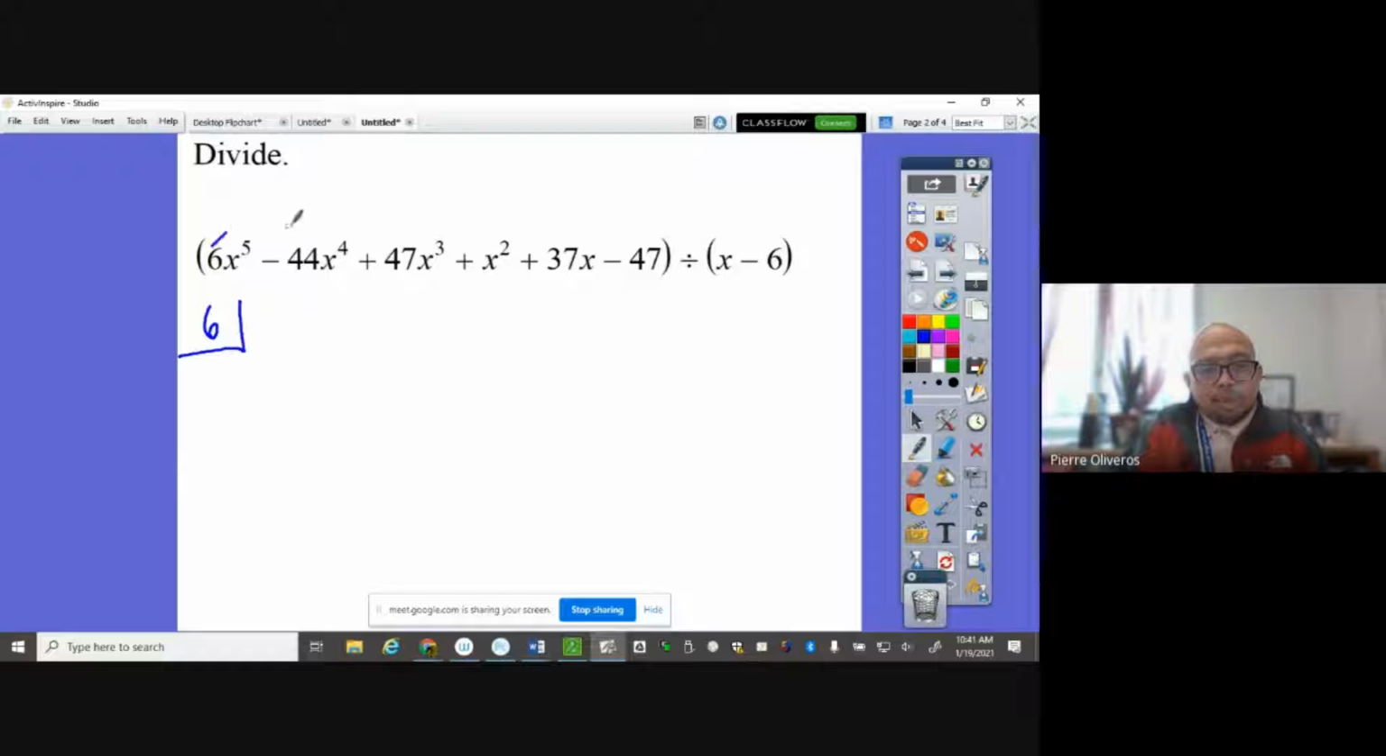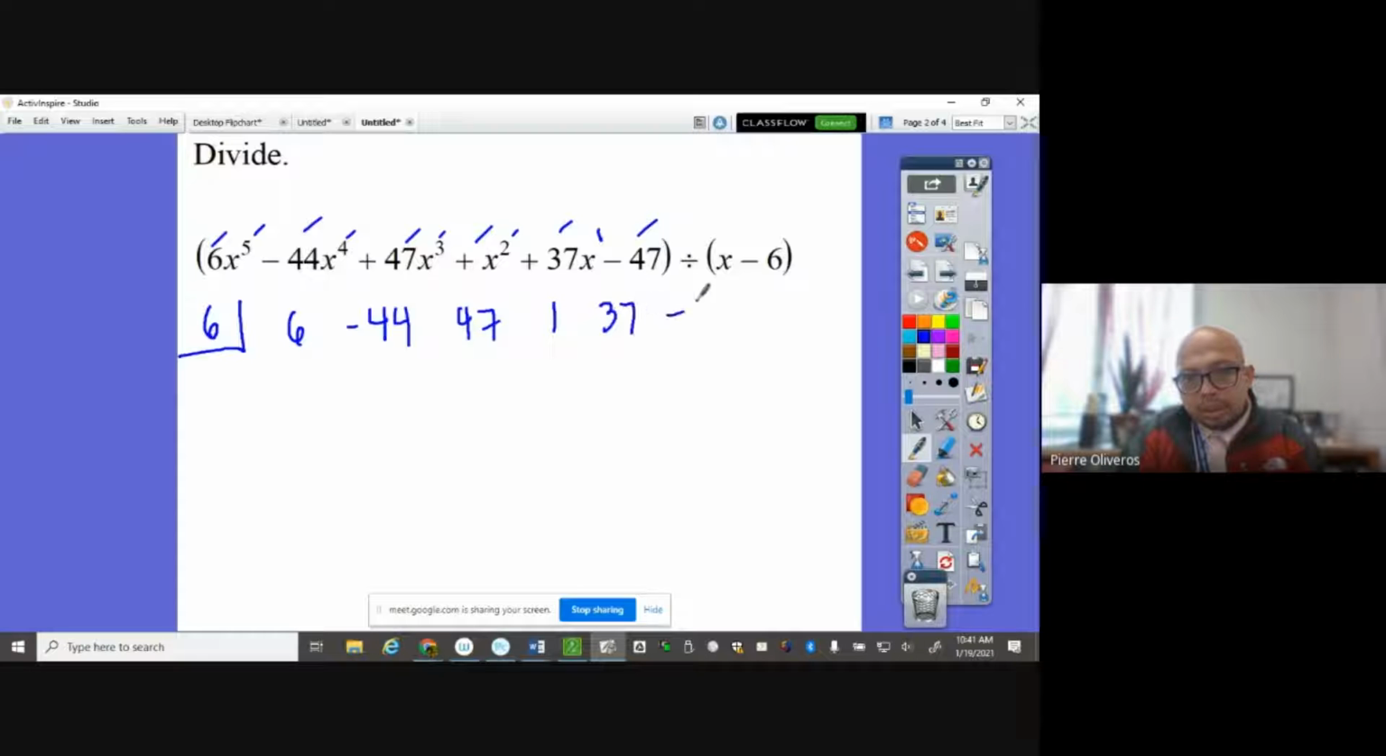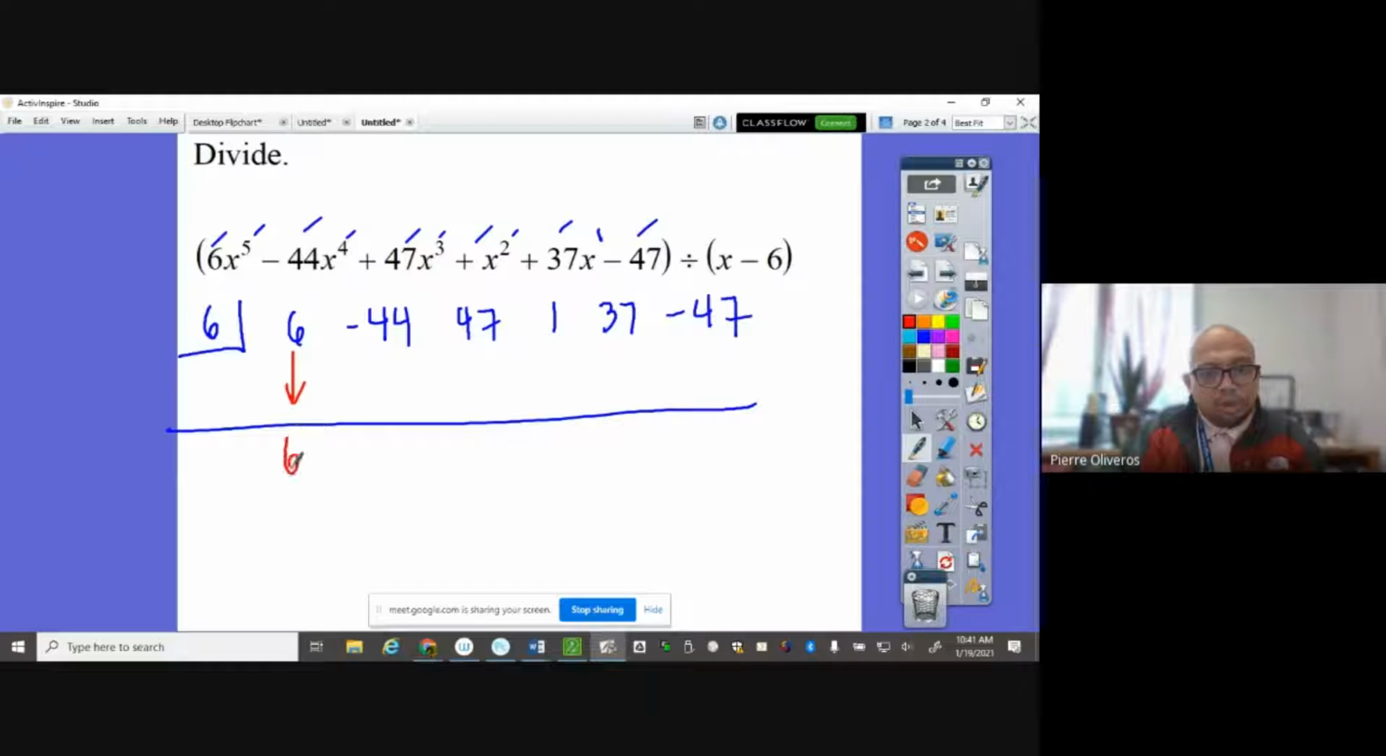Now, the next step is you're going to write all the coefficients of our dividend. Make sure that it's in standard form, meaning they are in descending order. So here is 5, 4, 3, 2, 1, and this is x to the 0. So I'm going to write the coefficients 6, negative 44, positive 47, 1, 37, and negative 47. Next step is we're always going to drop the first coefficient there, which is 6. You're going to multiply 6 by 6. 6 times 6 will give us 36. So we're going to write the 36 right under the negative 44, the next column. You combine them, negative 44 plus 36 is going to give you negative 8.